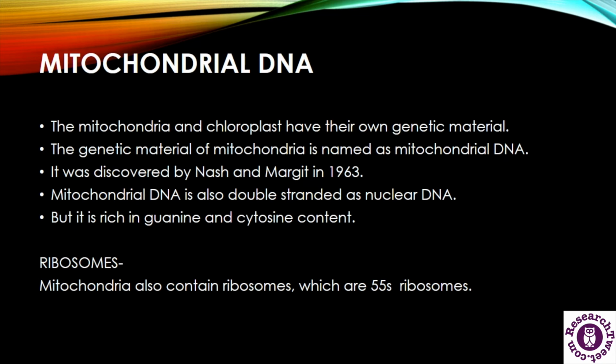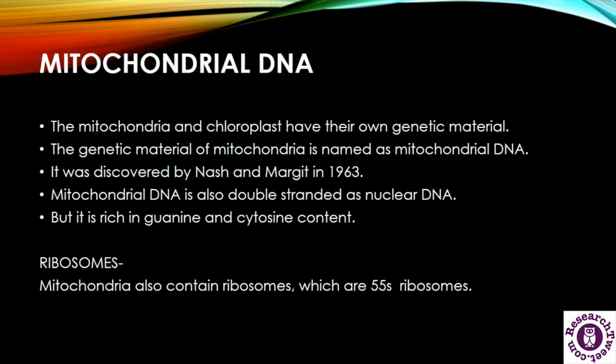Mitochondrial DNA was first discovered by Nass and Nass in 1963, who described the features of mitochondrial DNA that are not similar to nuclear DNA. That's why mitochondrial DNA and the composition of mitochondria support the endosymbiotic theory for the origin of mitochondria and chloroplasts. Mitochondrial DNA is also a double-stranded structure, similar to nuclear DNA, but besides this, it is rich in guanine and cytosine content.